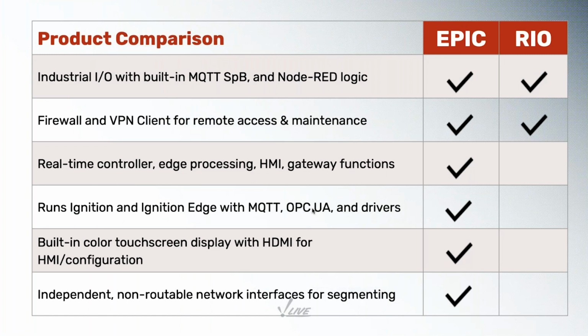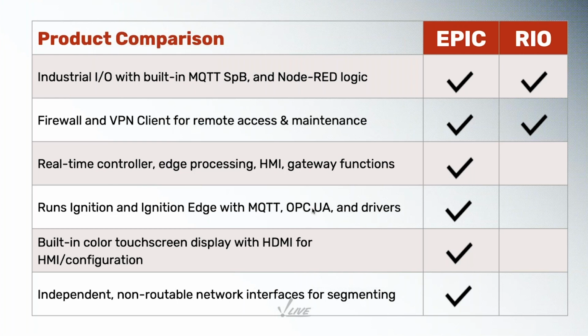Now, we do get a lot of questions about, okay, you have EPIC and now you have RIO. What's the difference? Well, here it is. Both products offer industrial I/O with built-in Sparkplug B over MQTT and Node-RED logic. Both offer very secure ways of accessing the device and secure ways to remotely access the device, through both built-in VPN clients, firewalls, etc.